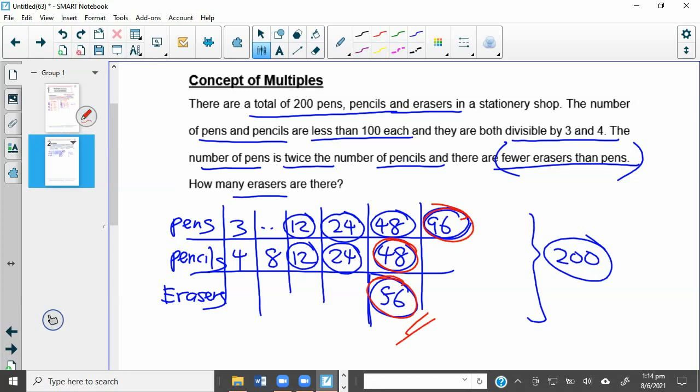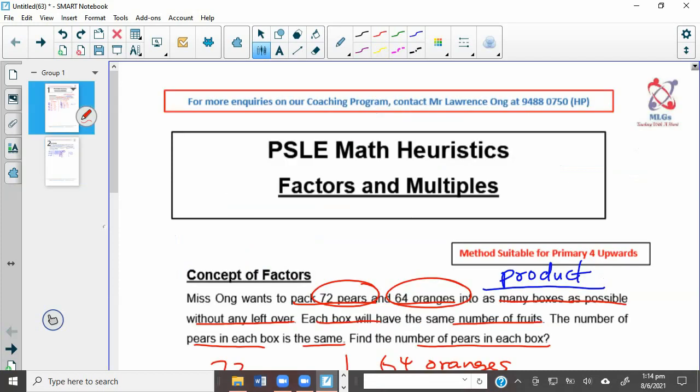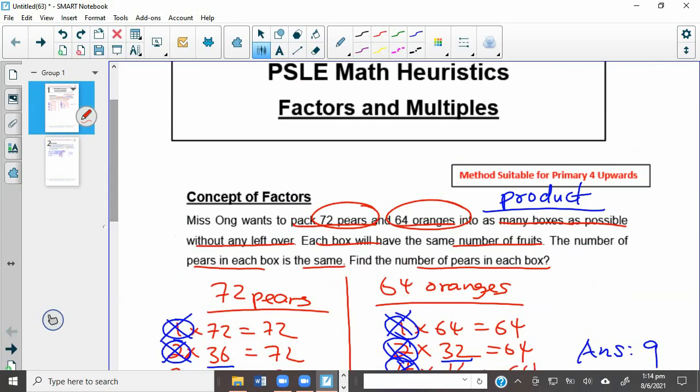So factors and multiples are also considered as a method, as a heuristic to solve questions on this. Of course, there will be some clues that you need to look out for in order to know whether you can use factors. Like for example, when do you use factors? When you see the word product, or when you see a remainder, or a question that says without any leftover, or whether there's a leftover or a remainder, you can actually use factors.